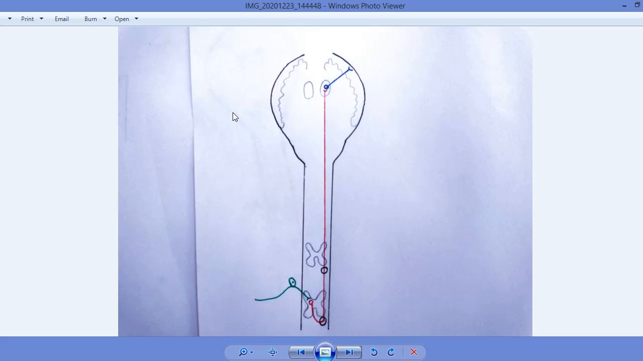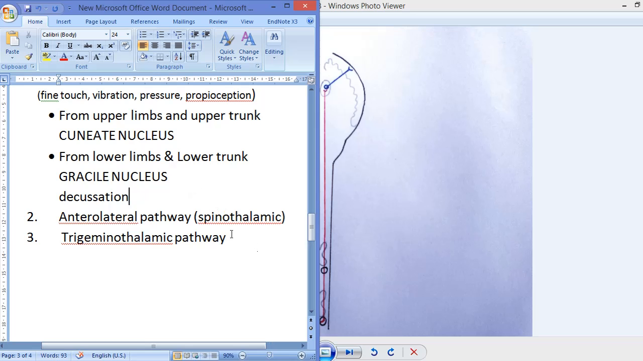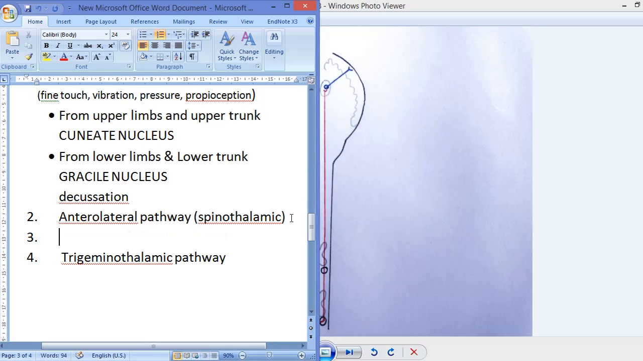Now coming toward the second type of pathway. This pathway carries impulses of crude sensation, not deep sensation, the superficial sensations. I'm going to write it. The anterolateral pathway, or the spinothalamic pathway.